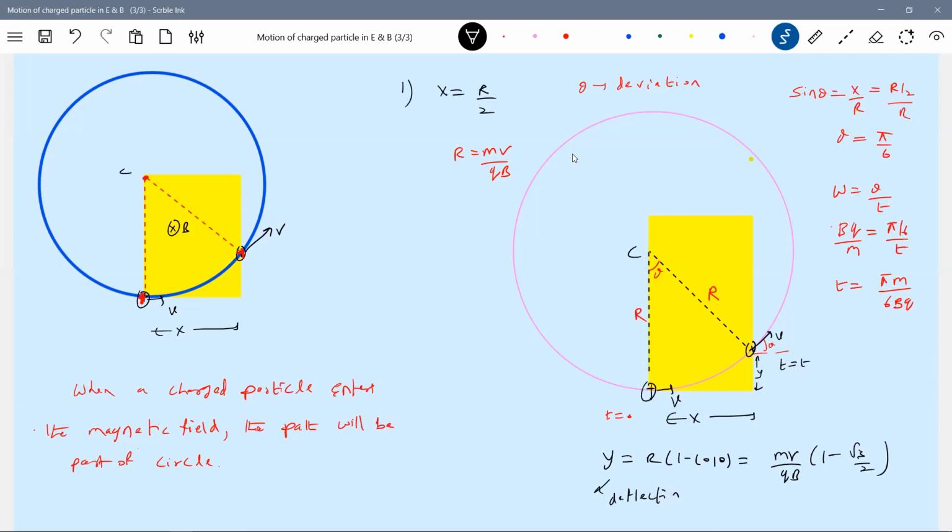Hope everyone is able to follow. Sir, why is it so? Because there's a difference there. Deviation is an angular measurement. Deflection is something vertical: how much it gets deflected vertically. The particle was earlier moving horizontally. Now it is moving at an angle. So it got deflected, no? Deviation is for that angular change. Deflection is for vertical displacement.